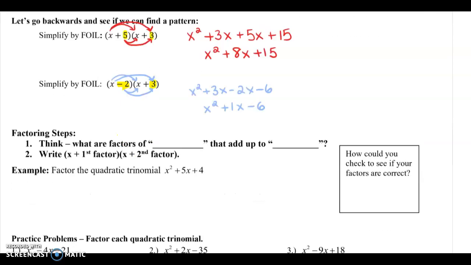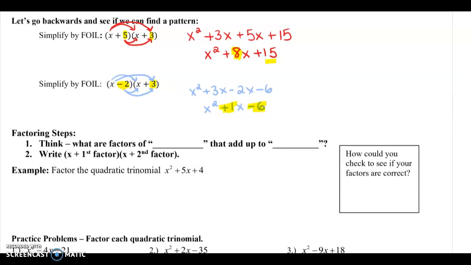Okay, when I FOILed or double distributed the first one out, I got x squared plus 8x plus 15, and the second one I got x squared plus x, or 1x, minus 6. I just wrote the 1 there so we could see it. Now I'm hoping the pattern you were able to see is 5 and 3. If you add them together, you get 8. If you multiply them together, you get 15. Same thing here, -2 and 3. If you add them together, you will get a +1. If you multiply them together, you'll get a -6.